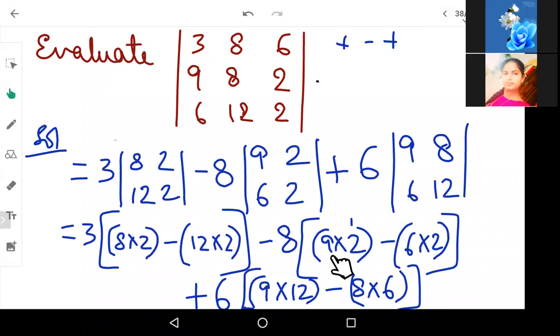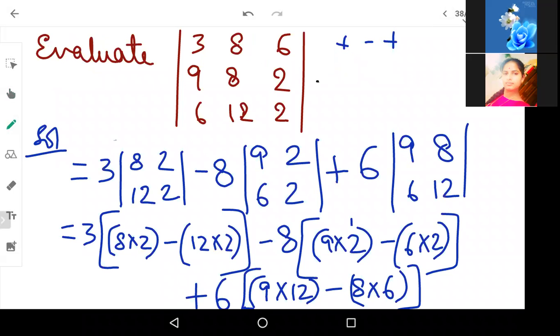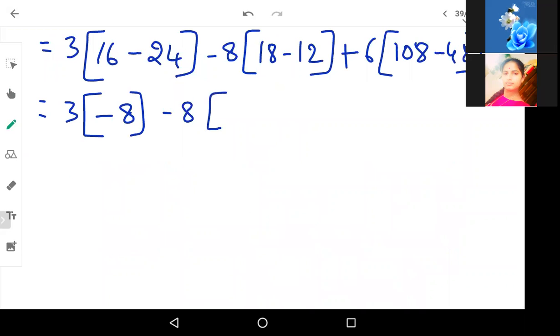9 twos are 18, 6 twos are 12. So, 9 twos are 18 minus 6 twos are 12. Then plus 6 into 9 into 12 is 108 minus 8 6 are 48. So, you have 108 minus 48. So, 3 into 16 minus 24 is minus 8. Then minus 8 into 18 minus 12 is 6. Plus 6 into 108 minus 48 is 60.